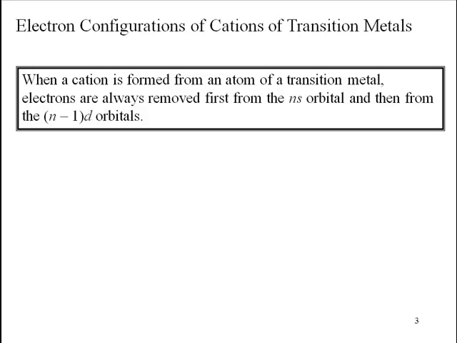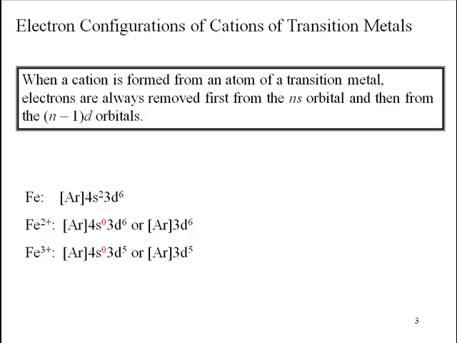So, the electron configurations of cations and transition metals. When a cation is formed from an atom of a transition metal, the electrons are always removed from the ns orbital and then from the n-1 orbital. So, for transition metals, the s always goes first, then the d. Iron, for example, has two different ion states, 2+ and 3+. If it loses the 2 from the s, it becomes 2+. If it loses 2 from the s and 1 from the d, it becomes 3+.